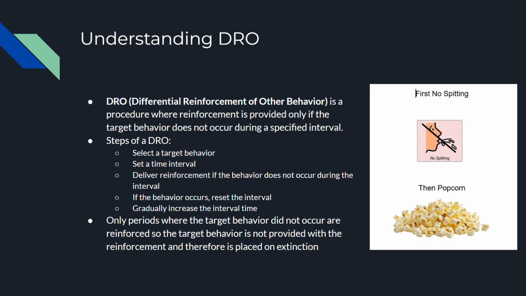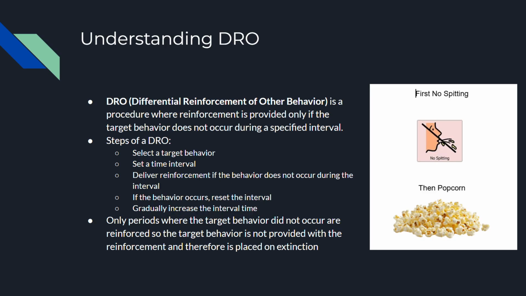So DRO, also called differential reinforcement of other behavior, is simply a procedure where reinforcement is provided only if the target behavior does not occur for a specified interval. First, we select a targeted behavior. We set an interval, an amount of time, and then we deliver reinforcement if the behavior does not occur during that interval. If the behavior does occur, we reset the interval and we don't provide reinforcement. Gradually over time, we increase the interval time to thin the schedule of reinforcement.